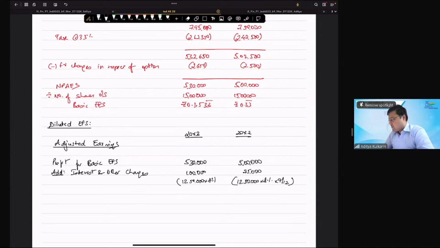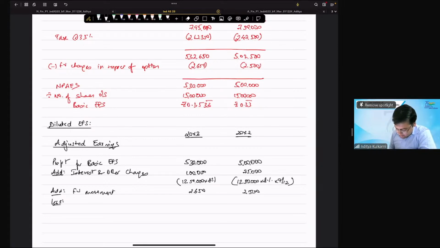1 lakh. And you will also add back fair value movement, because fair value movement was possible as long as they were options. Now they are not options. They are getting converted into shares. So they will no longer be options. So I will add that back: 2,650 and 2,500.